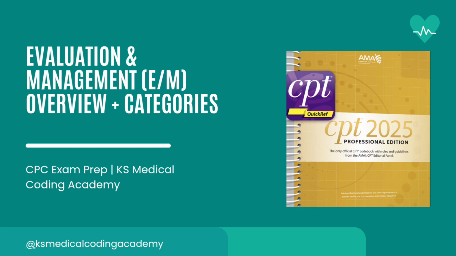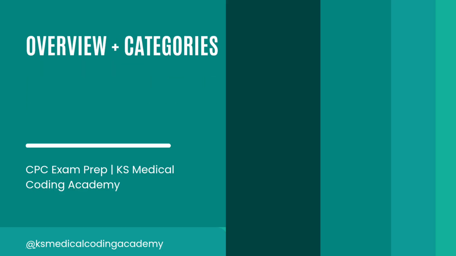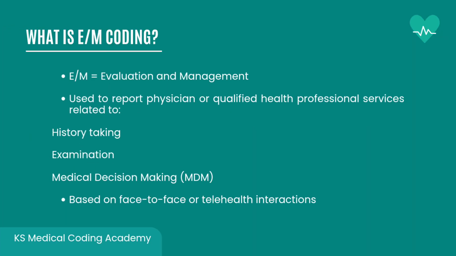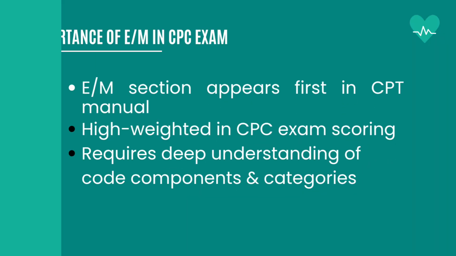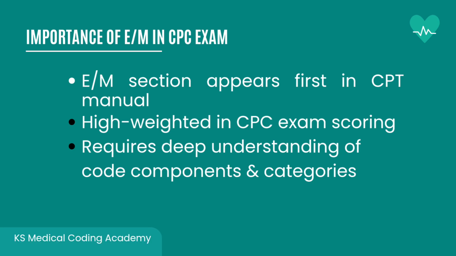Today, we're starting an important section, Evaluation and Management, or EM coding. We'll cover the basics of what EM is, its structure in the CPT manual, and the key code categories every CPC student must know. EM stands for Evaluation and Management. These codes represent the time, decision-making, and effort a provider puts into assessing a patient's condition. EM coding applies when physicians or qualified healthcare professionals evaluate a patient and develop a management plan, whether in person or via telehealth.